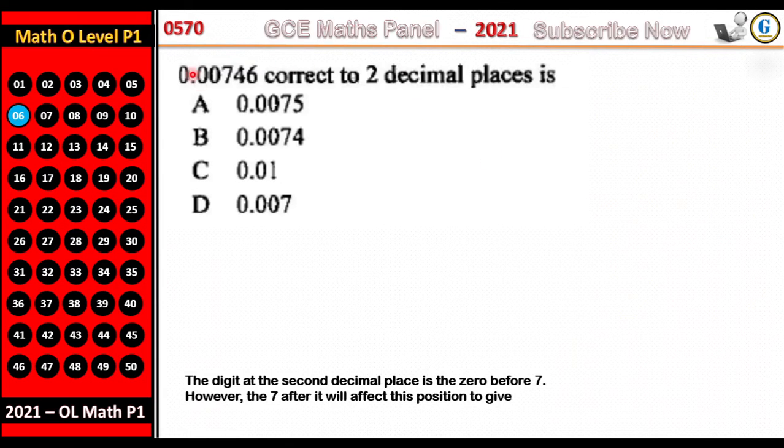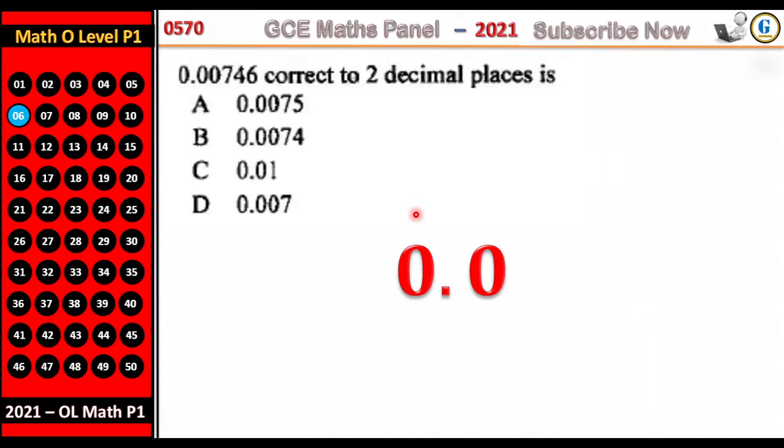So the second decimal place occurs here at this 0 before 7. However, the 7 after this position is going to affect this 0 because it's greater than 5. So this is the number that we have, 0.0. This is the first decimal place, but at the second decimal place we are supposed to write 0, but we round up this 7 to 1 and add it here. So that gives us 0.01 to 2 decimal places. Our key is C.